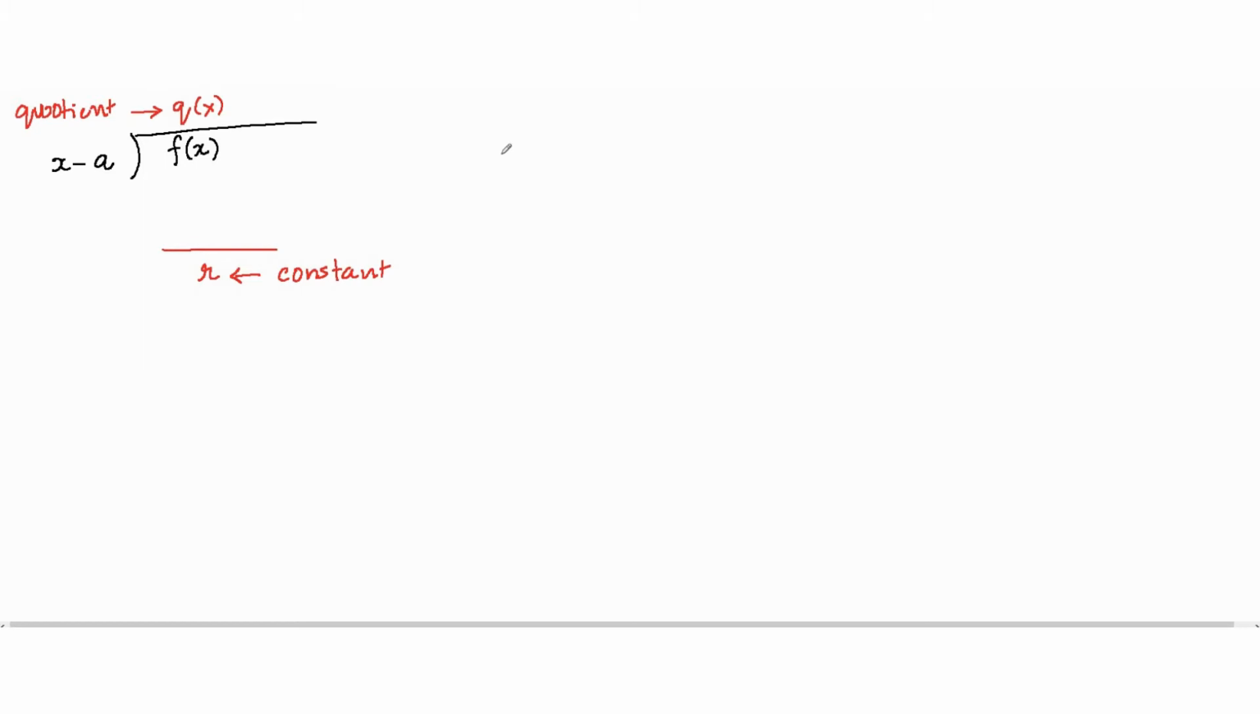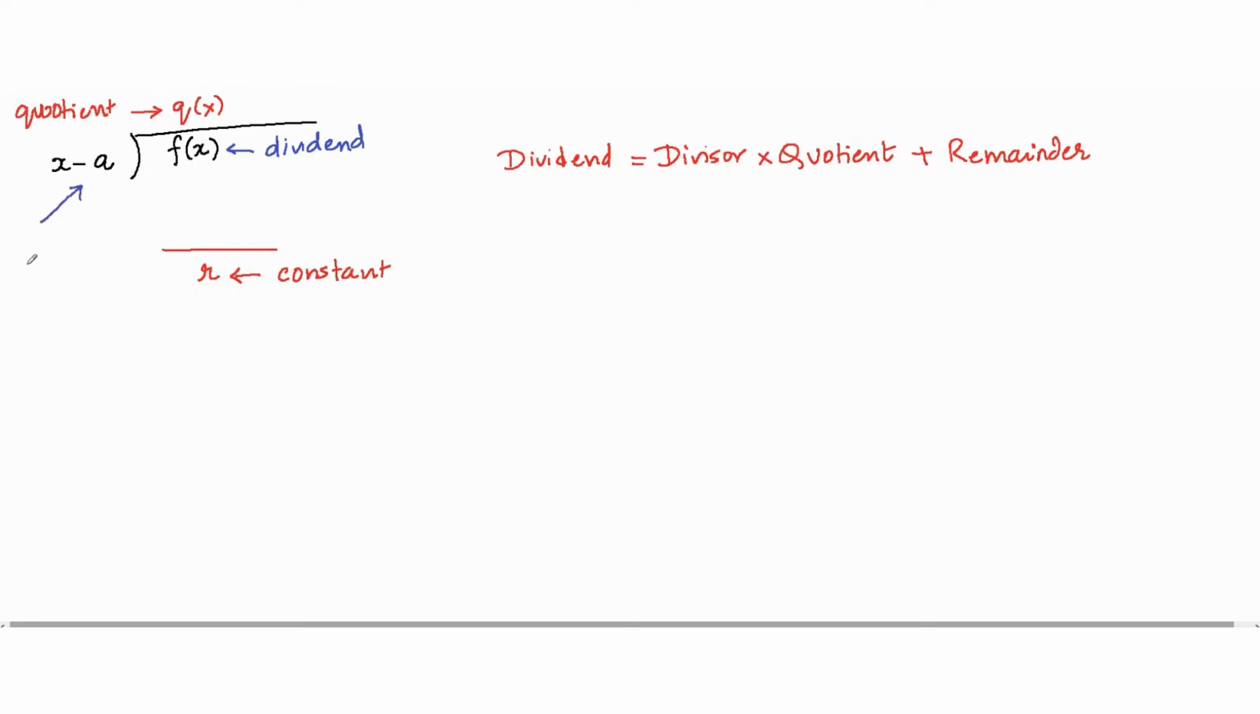Now I know that I can use the relation dividend is equal to divisor multiplied by the quotient, and I should add remainder to it. So this is the relation that we know exists between all the four quantities. So in this example, f of x forms my dividend, and x minus a is going to form my divisor.